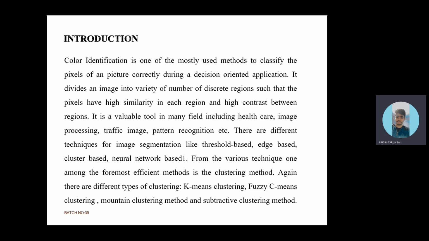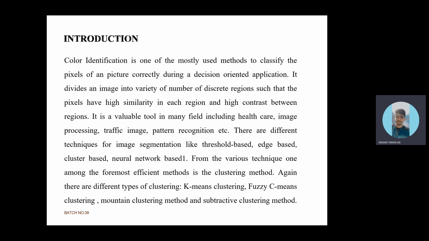Introduction. Color identification is one of the most used methods to classify the pixels of an image correctly in decision-oriented applications. It divides an image into discrete regions, such that the pixels have high similarity within each region and high contrast between regions, and makes them into clusters. It is a valuable tool in many fields, including healthcare, pattern recognition, and it is mainly used in traffic areas. There are different techniques for image segmentation like threshold-based, edge-based, cluster-based, and neural network-based.